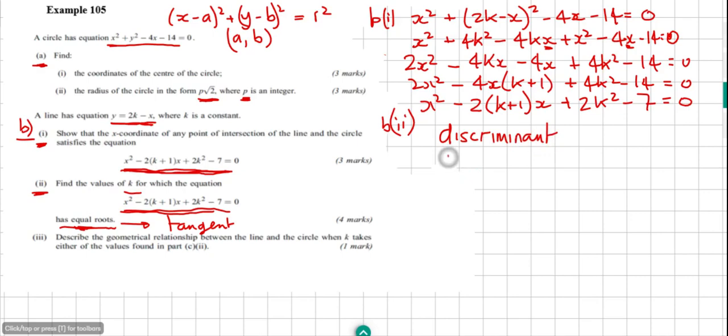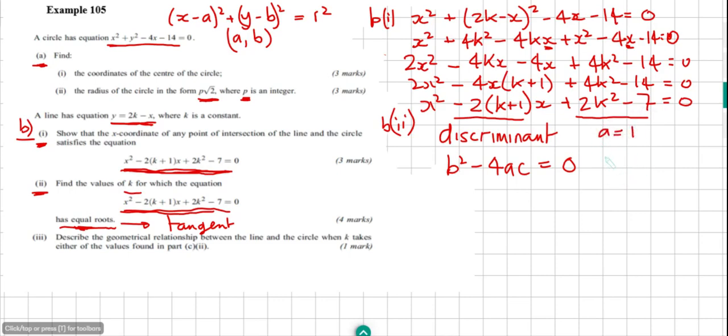And the discriminant is, as we know, b squared minus 4ac. And for us to have equal roots, that must be equal to 0. So in our case, b is this minus 2k plus 1. So I'm just going to substitute everything into here. We can see that a is actually 1, and c is 2k squared minus 7. So I'll just write these here for clarity.